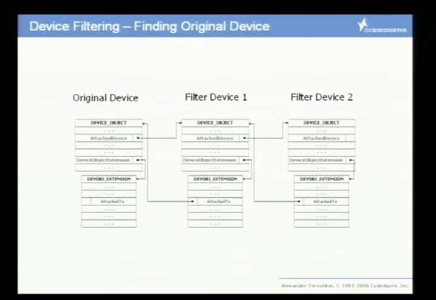To do this, it may walk the filter device chain backwards. It may do it by using an undocumented field named AttachedTo. This field is located in the device extension structure. When this field is null, it means that this device is original and it's not a filter device.